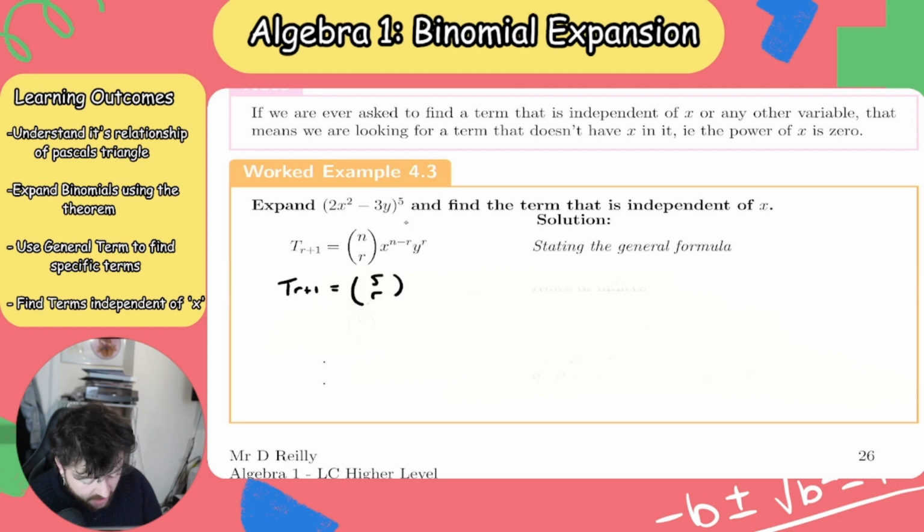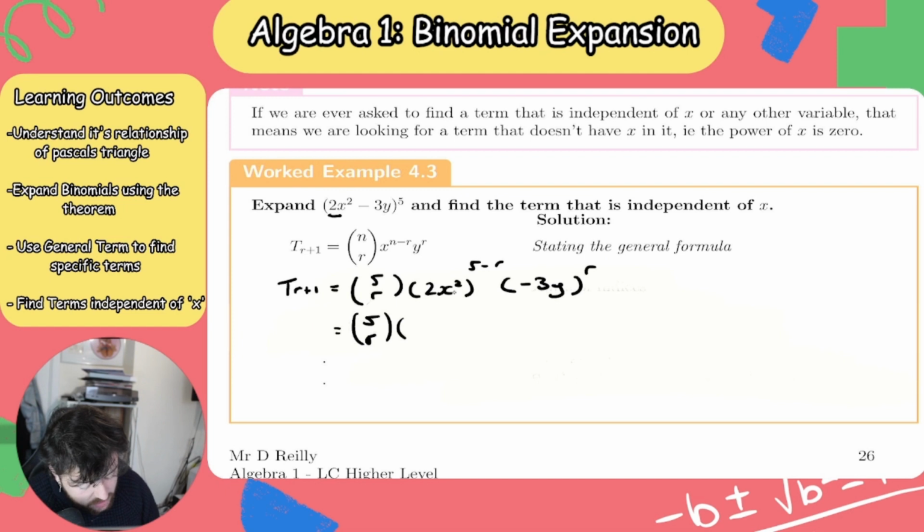5 choose r, 5 because my bracket is to the power of 5. x to the power of n minus r. So x in this case is 2x squared, putting that all to the power of 5 minus r, times y to the power of r, which is minus 3 to the power of r. Now I have 5 choose r times, so actually first off I have to do this, 5 minus r. I have to split this power up, and then power to a power I multiply. 2 times 5 is 10. 2 times minus r is minus 2r.